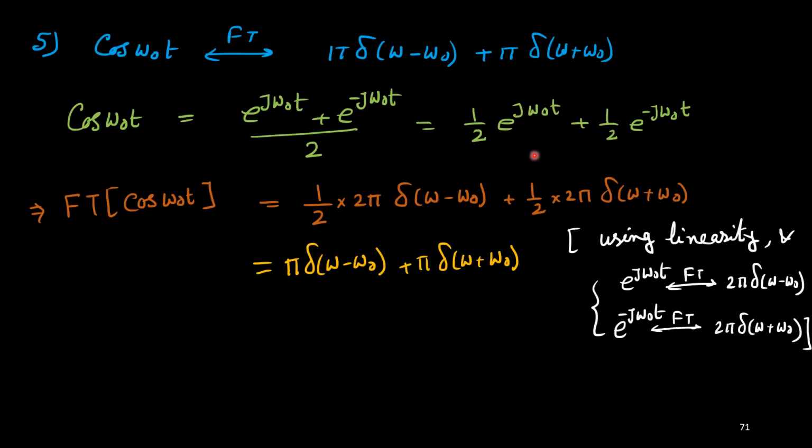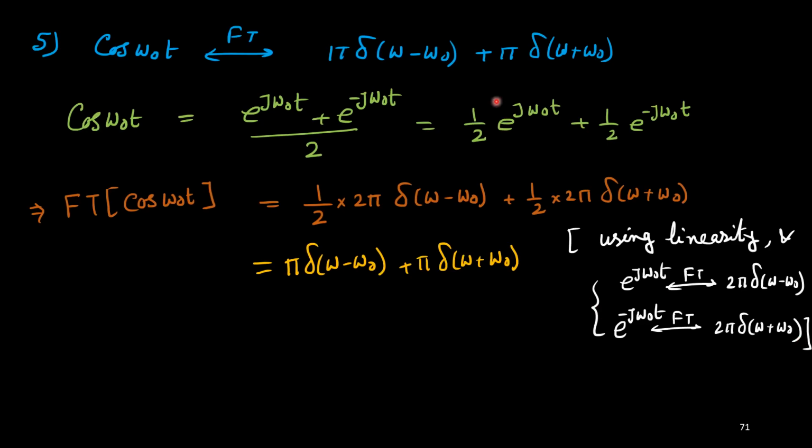I can use linearity as well as time reversal. And one more thing, the Fourier transform of e to the power j omega naught t we have already computed. It is 2 pi del omega minus omega naught. Therefore, using time inversion or time reversal, if I put t equal to minus t, I'll get e to the power minus j omega naught t. Its Fourier transform will be obtained by replacing omega with minus omega. So here you'll get del omega plus omega naught, because del of minus omega and del of plus omega are actually the same.